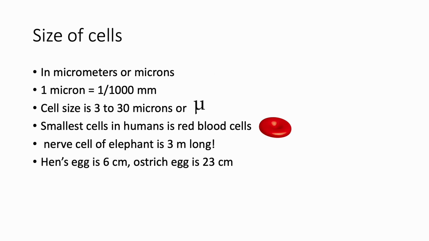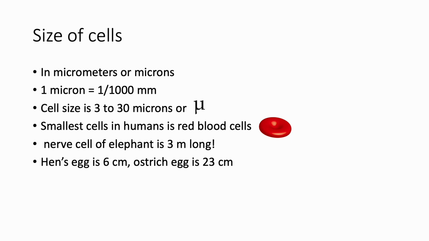The size of cells. Size is very small. You can't see a cell with your naked eye. You need a microscope to see the cell. And it is measured in micrometers or in microns. 1 micron is 1/1000th of a millimeter. The cell size is usually 3 to 30 microns.